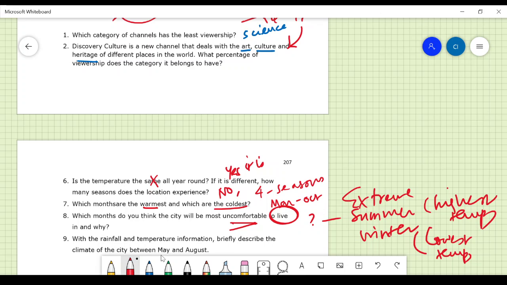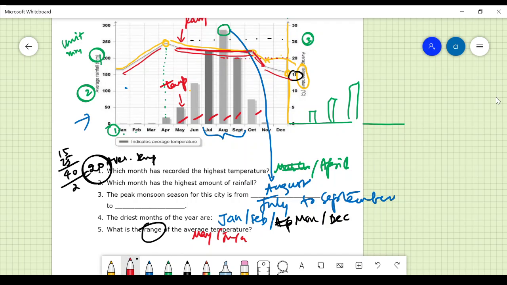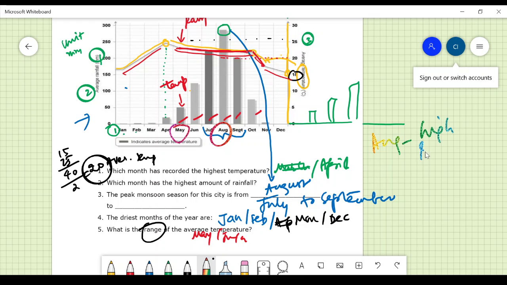With the rainfall and temperature information, briefly describe the climate of the city between May and August. How will you describe May and August there? I can just take May here and August here. These 2 months are there. August has a high rainfall. Look at the temperature there. It has a steady temperature of about 22 degrees C. So it's a pleasant temperature. In the month of May, the rainfall is low.